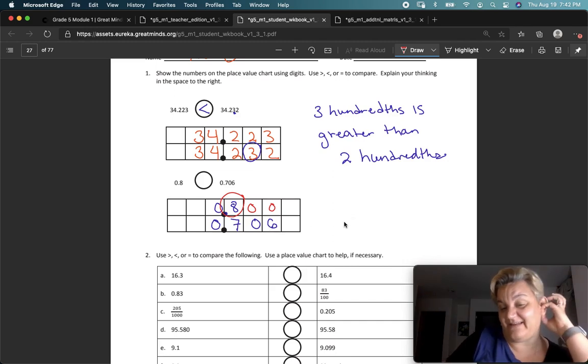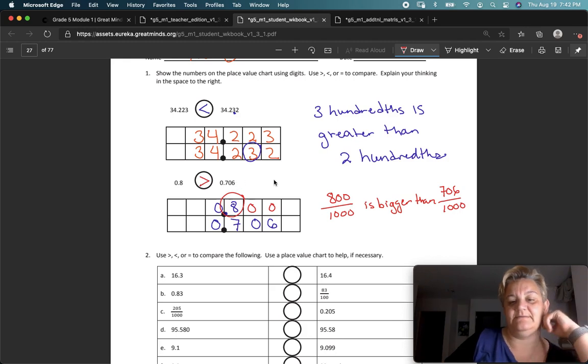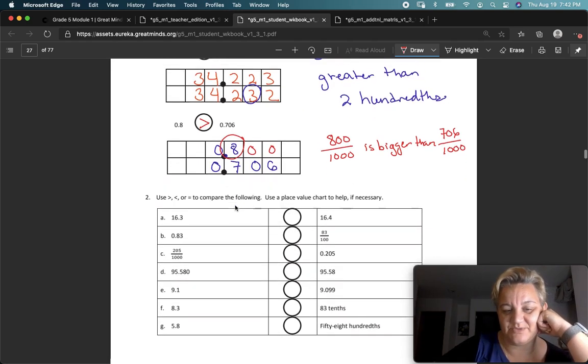And I can even say that if I want to. I could say 800 thousandths is bigger than 706 and 6 thousandths. As long as I'm comparing the two things, I know that this one is bigger than this one. So 8 tenths is greater than 706 thousandths. It doesn't matter what the word is. It only matters which one has a bigger value. Okay, so let's keep trying.